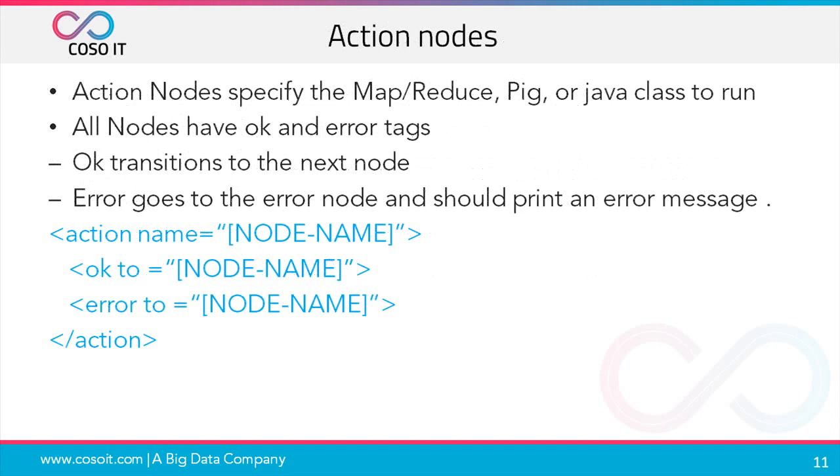Action nodes specify the map, reduce, Pig or Java class to run. And all these nodes have OK and error tags. So OK means you can transition to the next node. And error means that you have to go to the error node and should print an error message.